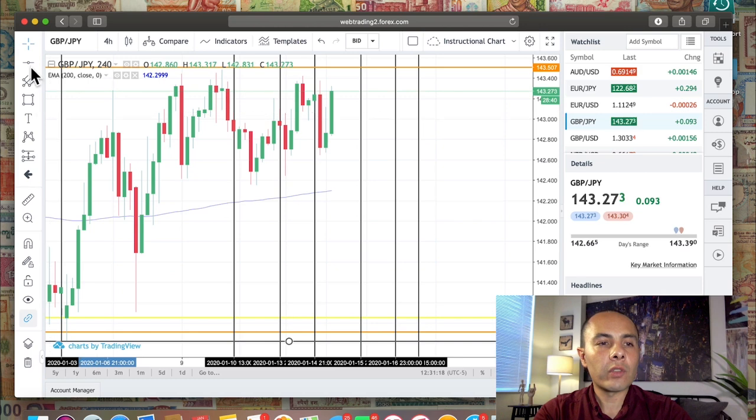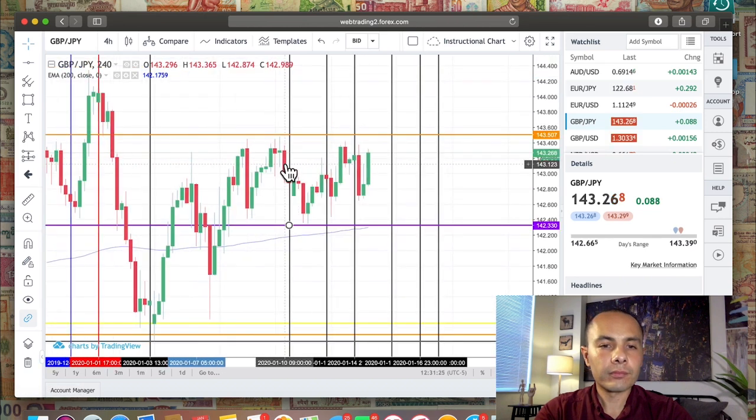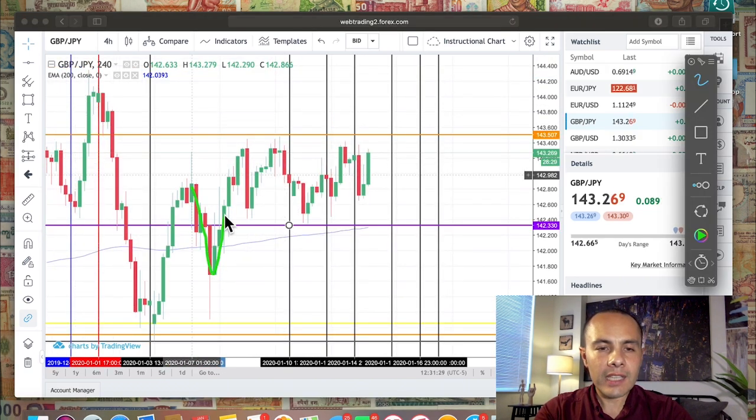Alright, moving closer to the 4 hour. It's going to be right here. I'm going to color this one purple. And also notice how here this EMA also served as a strong support to push things up, right?